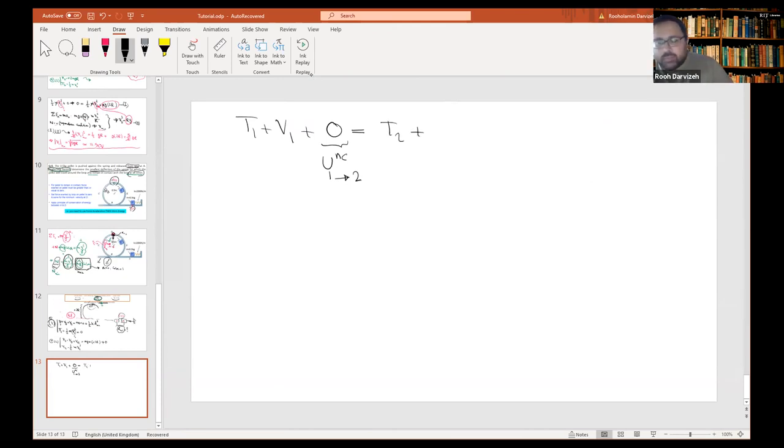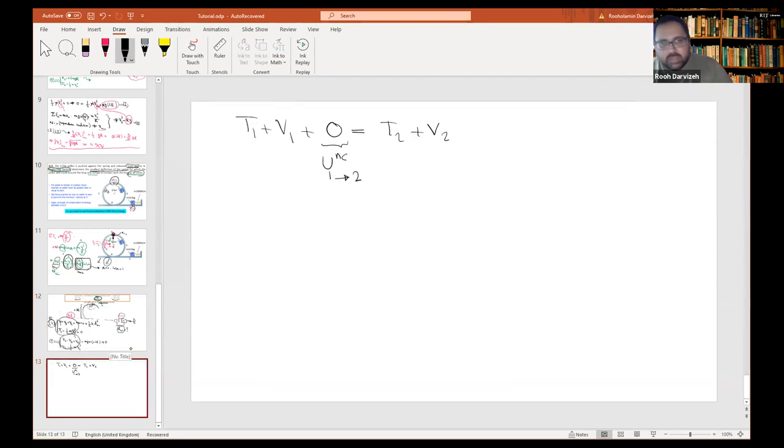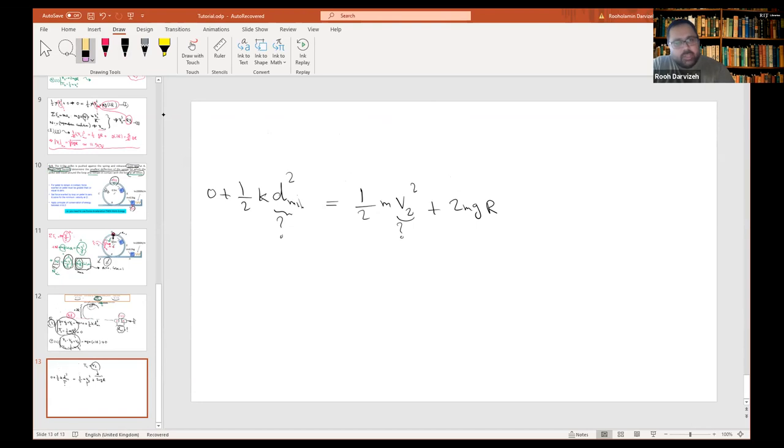equals T2 plus V2. If I replace this information, which we agreed here, I will have zero, because velocity is zero here, plus 1/2 k d min squared, this is my unknown I want to calculate, equals 1/2 m V2 squared plus 2mgR. I don't know V2 as well. One equation, two unknowns. Can I solve it? No, then I need another equation.